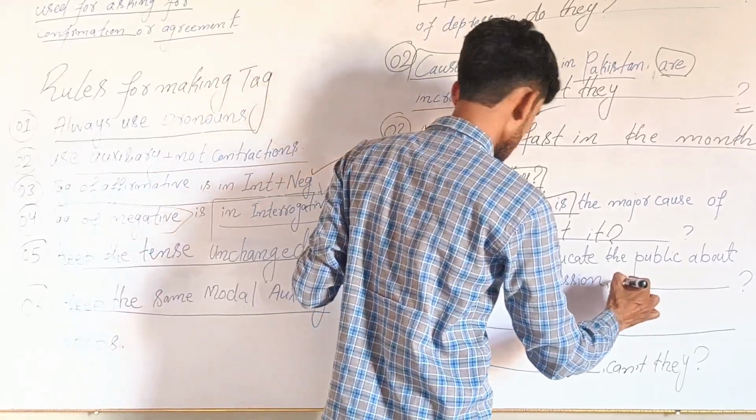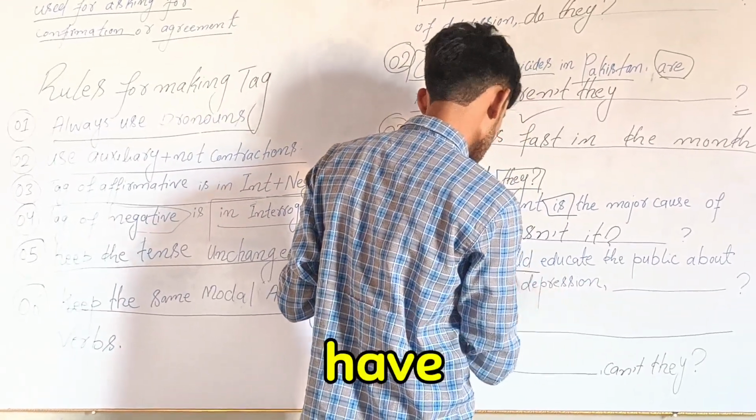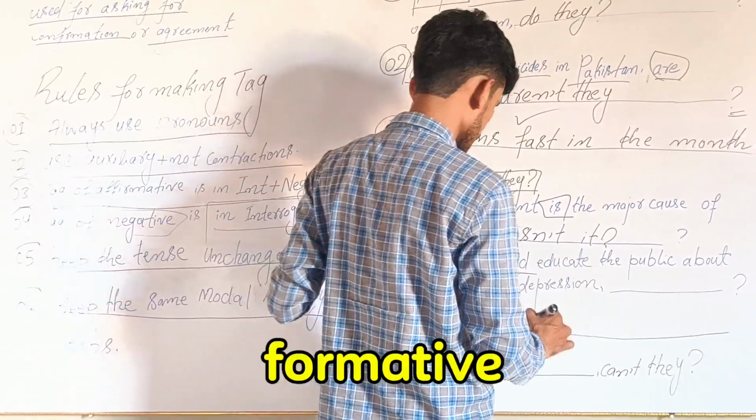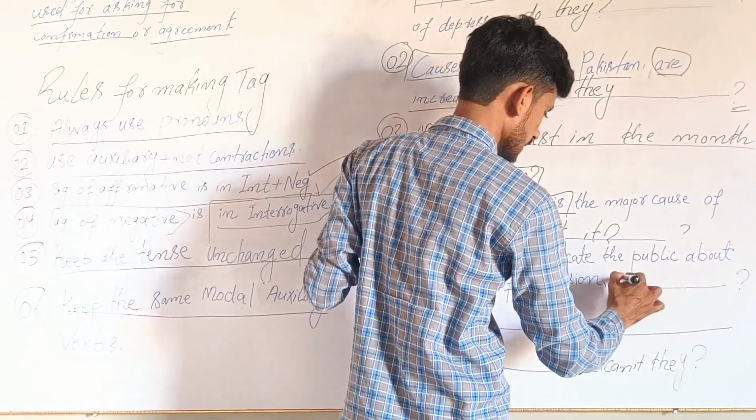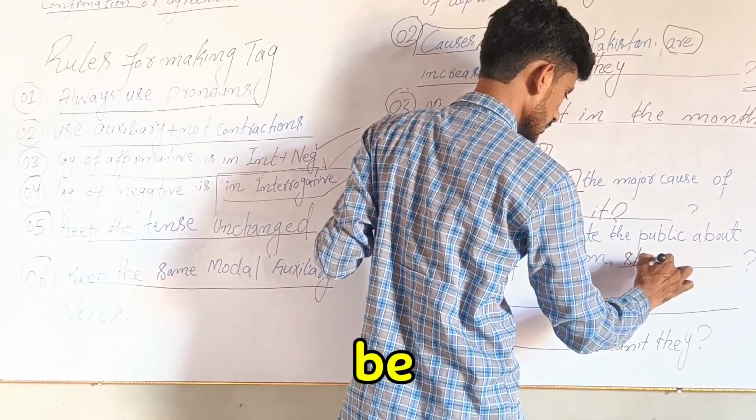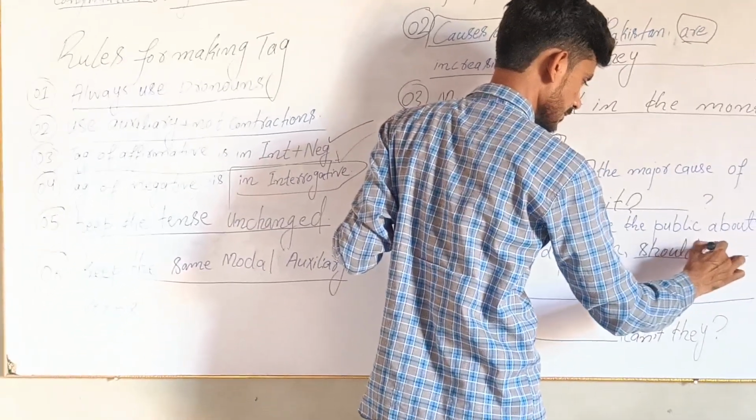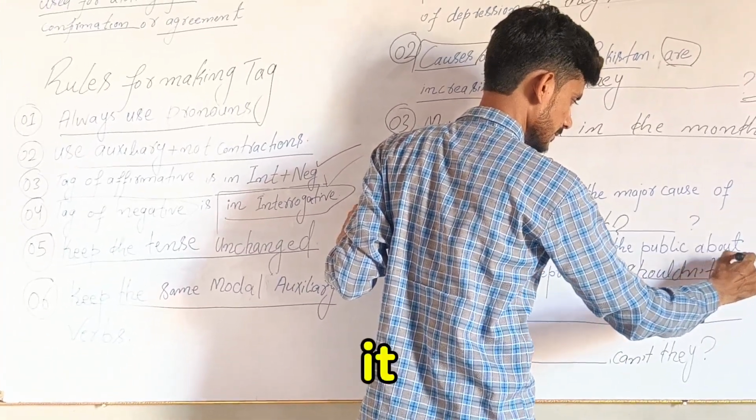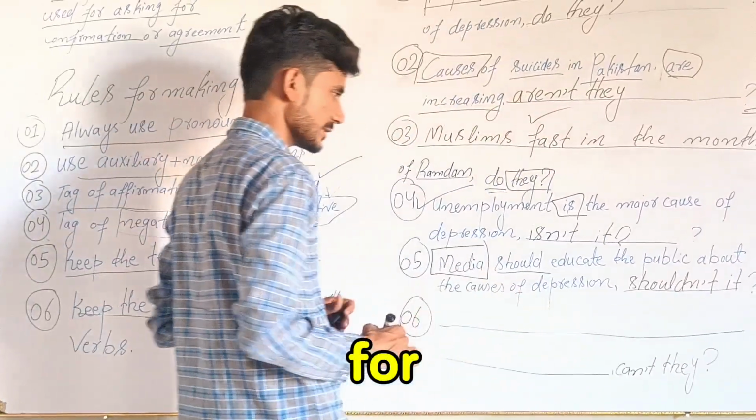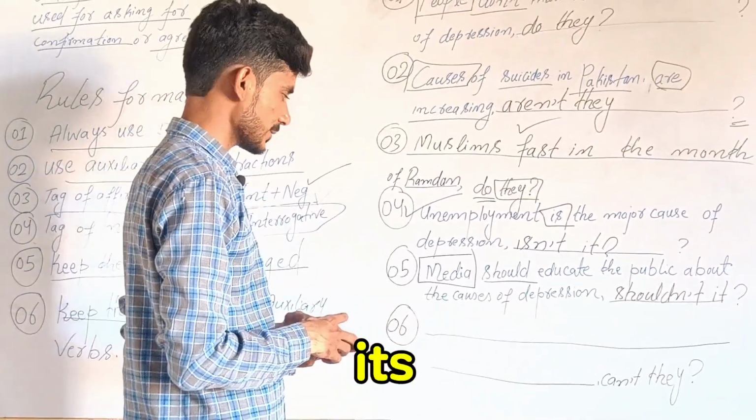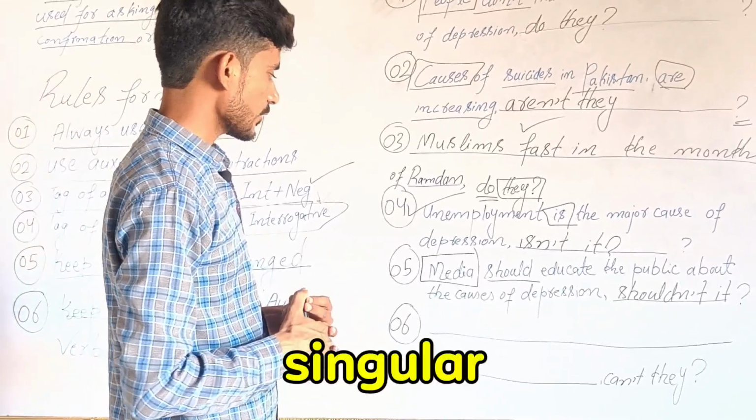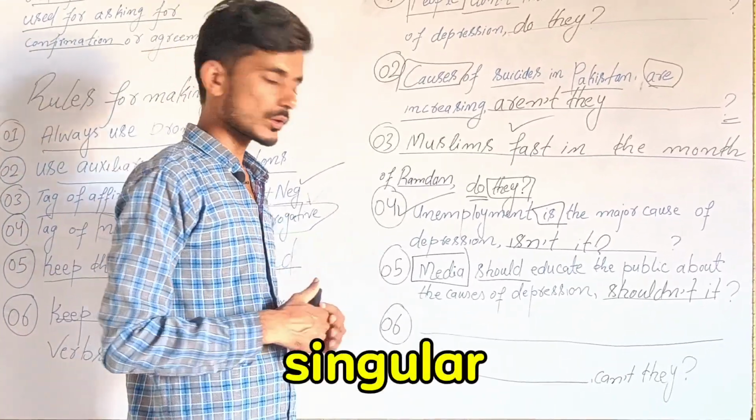Media should educate the public about the causes of depression. This will be, we have should here, and it's a positive sentence, affirmative sentence. We have to make the tag into interrogative plus negative. The tag will be shouldn't it. We have to use it for the media, although it seems plural, but media has lost its singular form, and now it is itself the singular.